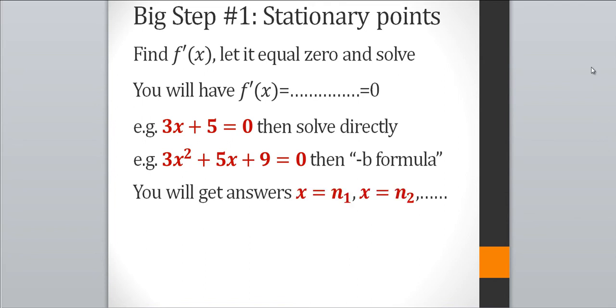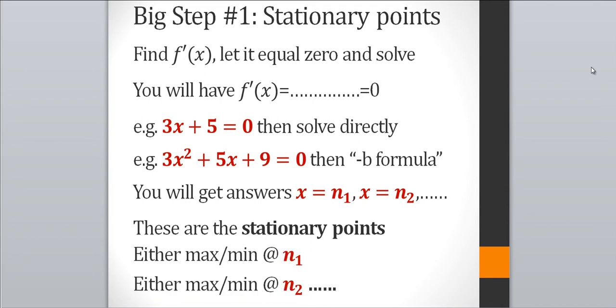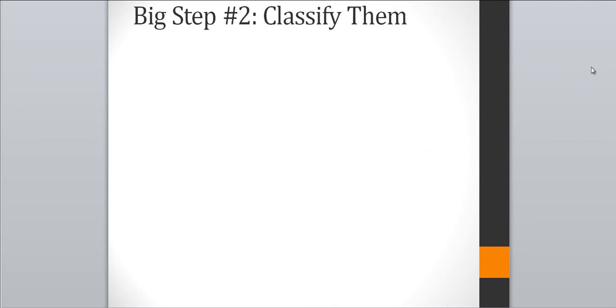So what will happen, you might get one answer, or you might get a couple of answers. If you use the minus b formula, you'll get two answers. So what these points are, they are the stationary points. Now again, all you can say at this stage is there is either a max or a minimum at n1, and there is either a max or a minimum at n2. I don't know which is which. And that's the next big step. Classify them. Figure out which is which.